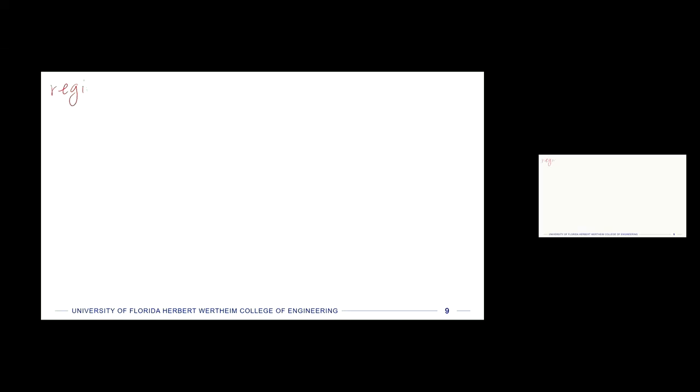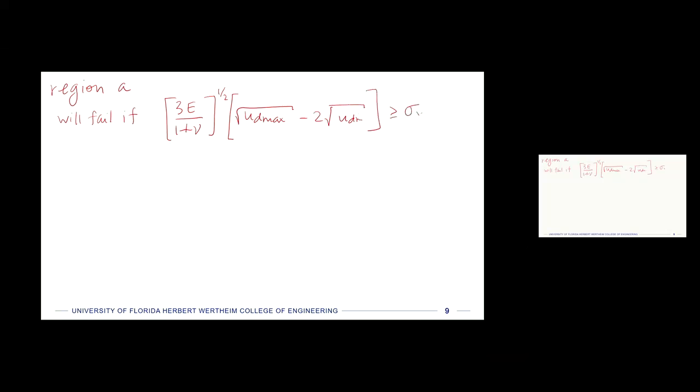Okay, so region A, that's the one we derived in the first place. And so we had an expression that was, it will fail if, right, there was a coefficient out front, 3e, and you don't have to write it again, I'm just going to write it up here for reference, to the 1/2 power, and then we had ud max, right, we had the square root of that, minus 2 square root ud mean, greater than or equal to the yield point.